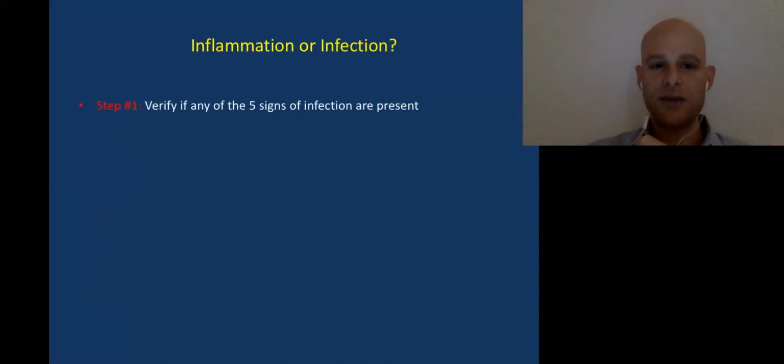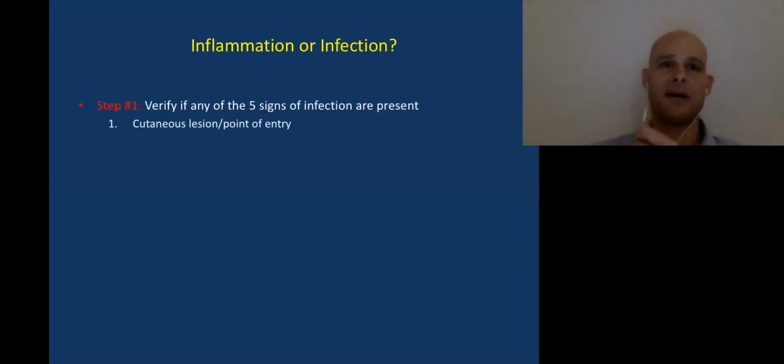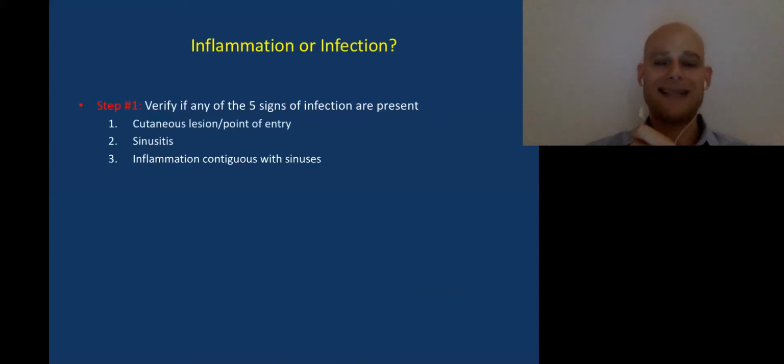What I do as my first step whenever any of these patients walk into my clinic is I look at any of the 5 signs of infection, and I'll list them for you. Is everything okay speed-wise? Is it clear? Okay. So the 5 signs are, is there a cutaneous lesion or a point of entry? So did the patient have a bug bite? Is there a cut that's there that could be a source of infection? Does the patient have sinusitis? Is inflammation in the orbit contiguous or adjacent with the sinuses?